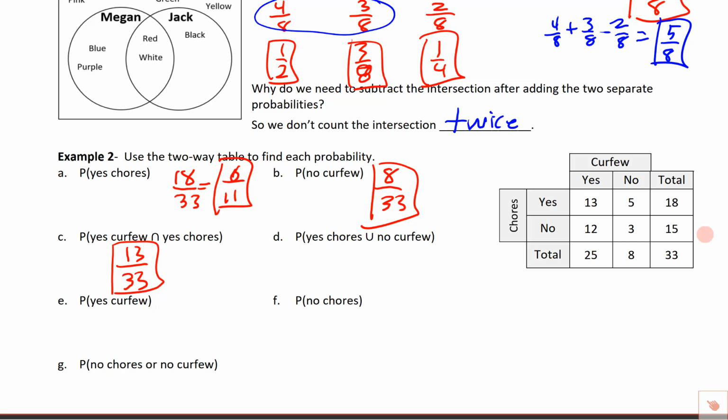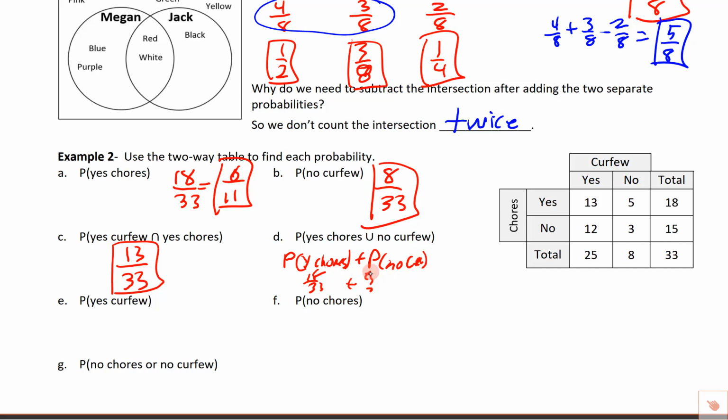Okay. All right. Let's see what happens here. So this is going to be yes chores. Let's find the probability of a yes for chores. We should have done different words here. So we're going to find the probability of yes chores. 18. Okay. That's 18 out of 33. And then the probability of no curfew. What's the probability of no curfew? 8 out of 33.